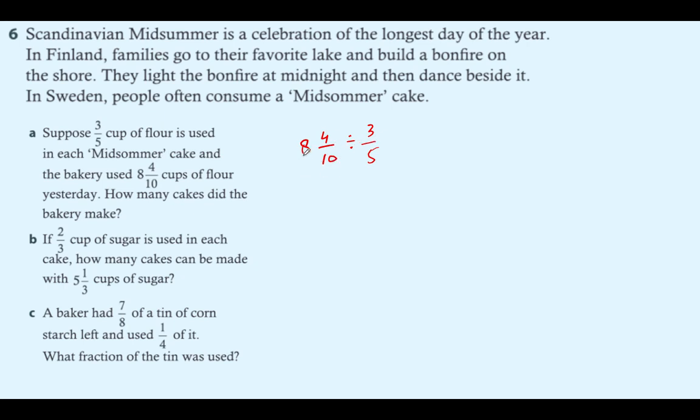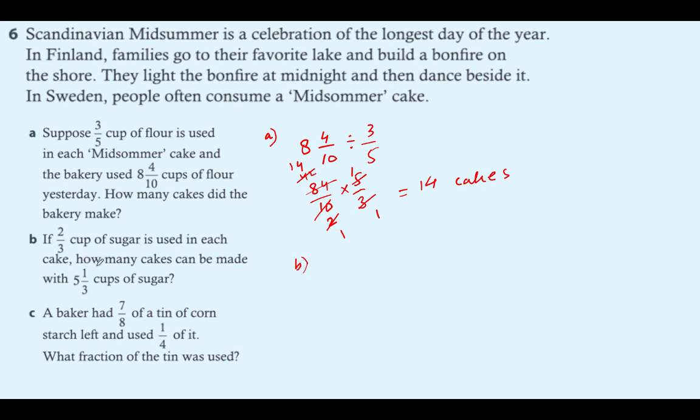So 10 times 8 is 80, 80 plus 4 is 84 over 10. This division turns into multiplication. Now 5 and this can be simplified. 2 ones are 2, 2 fours are 42, 3 ones are 3, and 3 ones are 3, 1 remainder, and 3 fours are 12. So they have made 14 cakes.